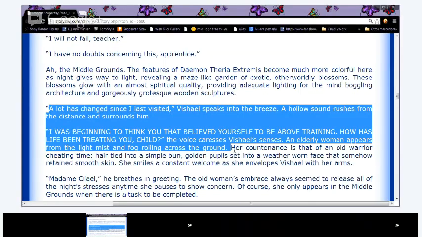A lot has changed since I last visited. Vishal speaks into the breeze. A hollow sound rushes from the distance and surrounds him. I was beginning to think you believed yourself to be a brief training. How has life been treating you, child? The voice caresses Vishal's senses. An elderly woman appears from the light, mist and fog rolling across the ground.